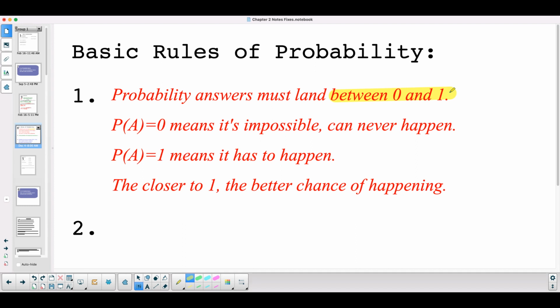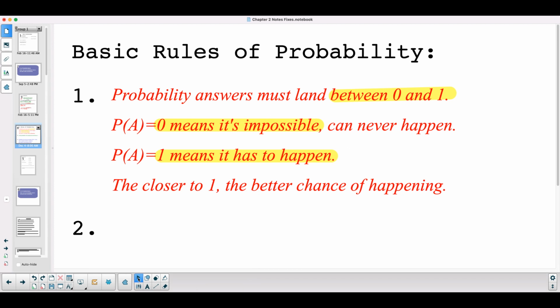Okay, 0 is the smallest it can be, and it means that it's impossible. So pigs flying is impossible. There's a 0% chance that a pig is going to learn to fly. A probability of 1 means that it has to happen. So the sun will come up tomorrow. That's going to be a probability of 1 or 100%. The closer to 1 that you are, the better chance you have of something happening.